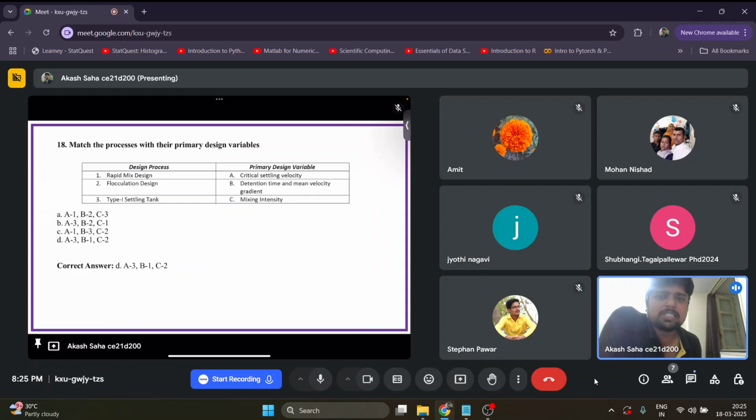For flocculation design, only the mixing intensity is the critical criteria. And for type 1 settling, definitely the settling velocity is important because all this time we are just solving based on the settling velocity. So always remember that G and T both are required for the rapid mixing for the initial time. Then while flocculation is happening, the mixing intensity is important.